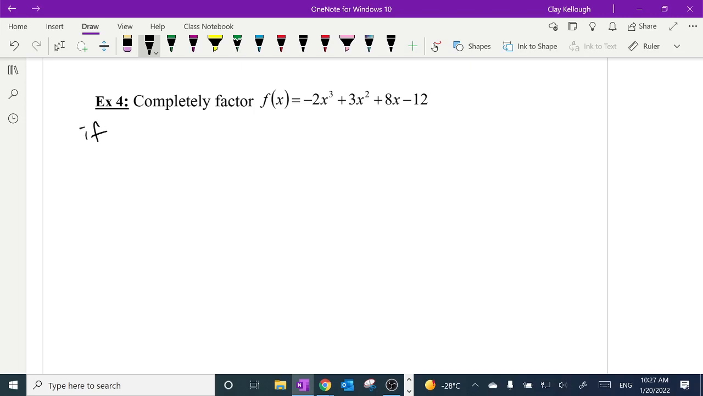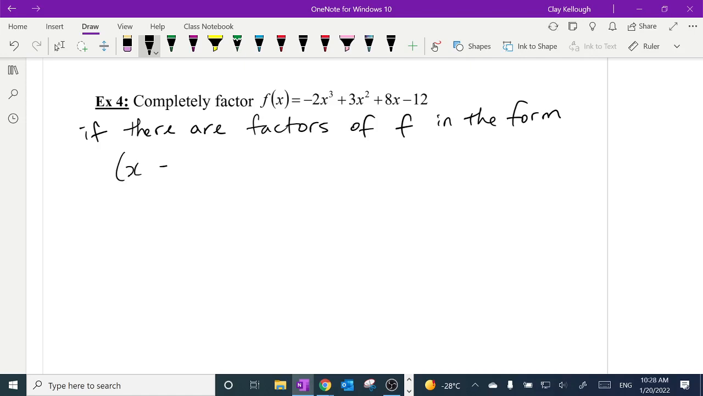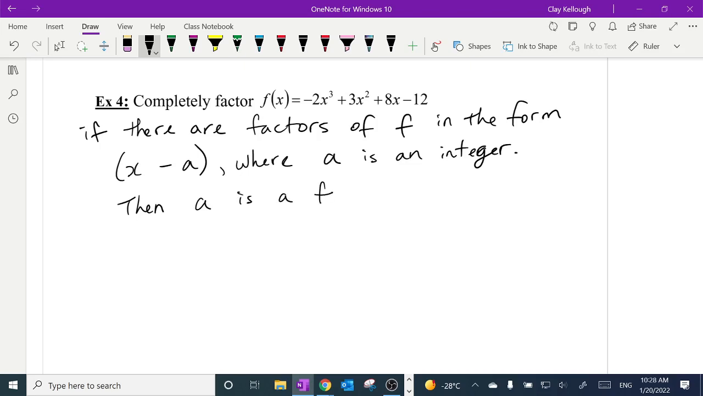I would say if there are factors of function f in the form x minus anything, a, whatever letter you like, where a is an integer, then a is a factor of -12 divided by -2. This number divided by that number.